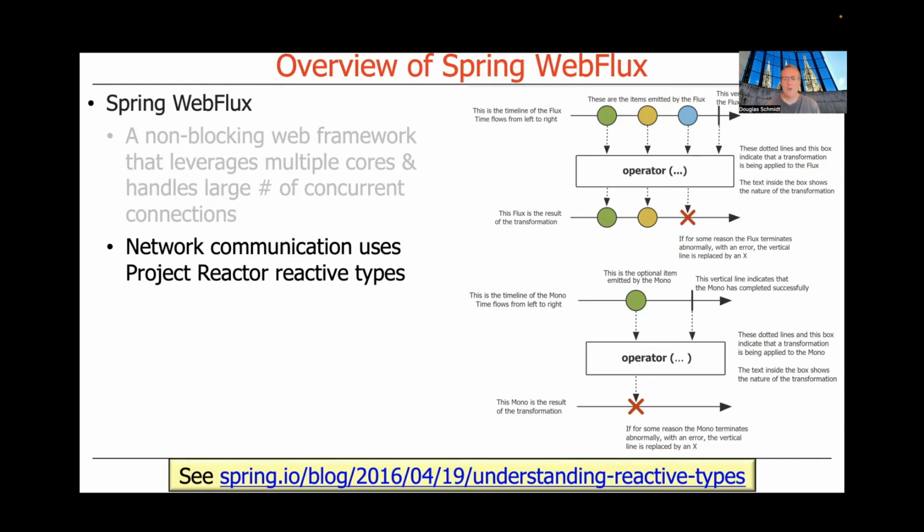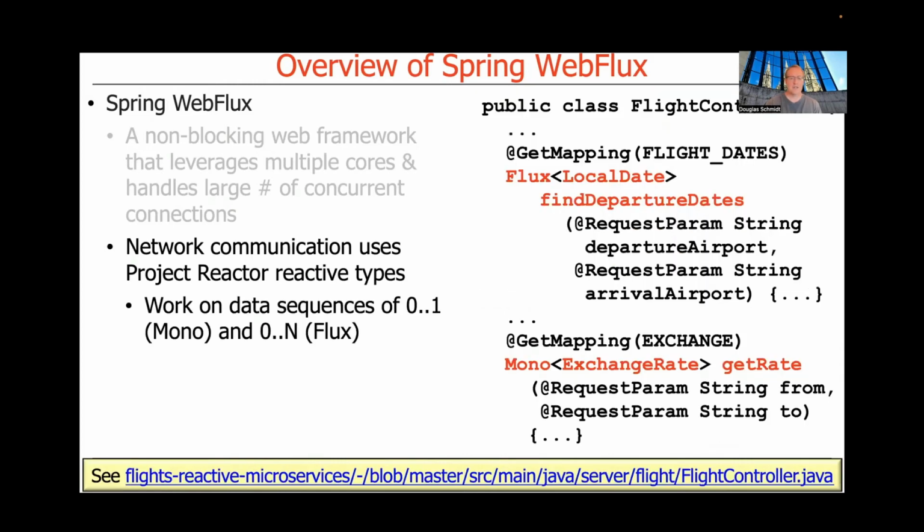But the two key capabilities that are provided are monos and fluxes. And the way that this works, and we'll talk a lot more about this when you watch the other videos that go along with the course, you'll see a lot of this stuff. There's data sequences of 0 to 1 elements, which are called monos. And then there's also sequences of data from 0 to n, which are called fluxes.